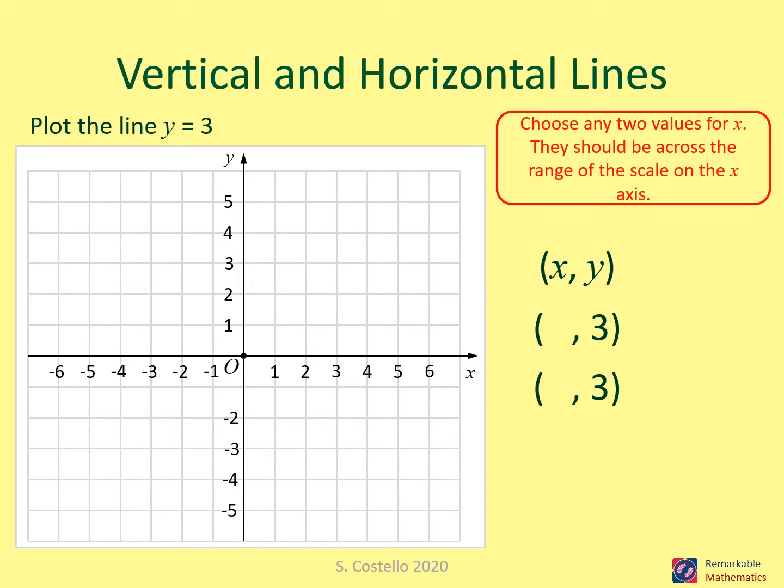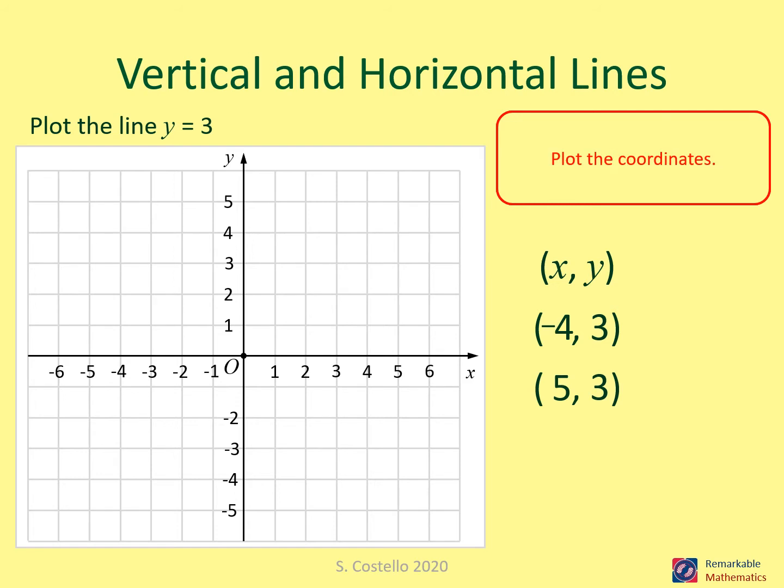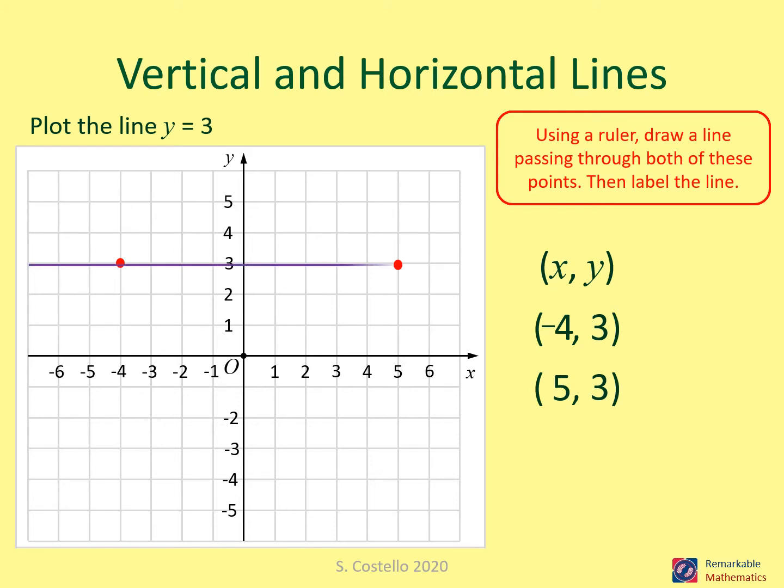So we're going to choose any two values for x, and they should be across the range of the scale on the x-axis. So here our x-axis, the scale goes from minus 6 to 6. So anything within that range, fairly spread. So we've got minus 4 and 5. Coordinates. There we go. Using a ruler, draw a line passing through both of these points, then label the line. And there we have the line y equals 3.